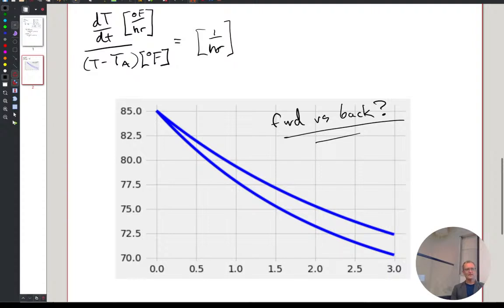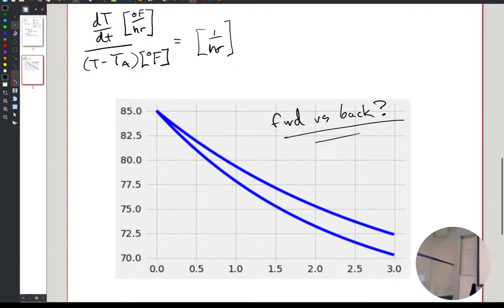Which line is which? I colored them both in blue so we could use other knowledge to figure out which one is which. What do you think? Top or bottom? Yeah, bottom would be the forward difference. Maybe forward on the bottom? Something like that. They both start at the same temperature, right? They're both starting at 85.